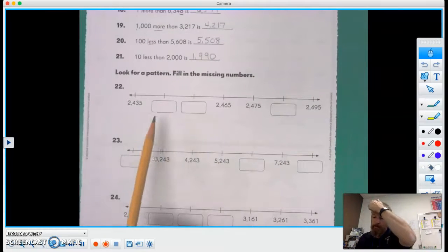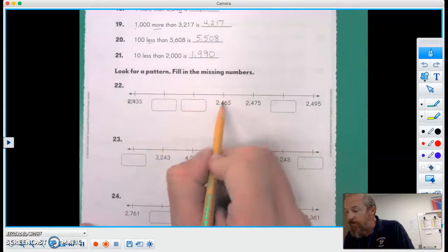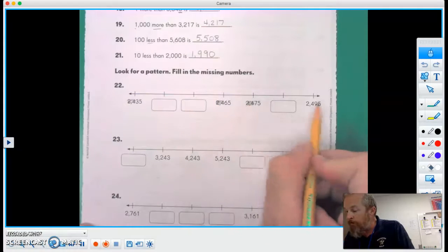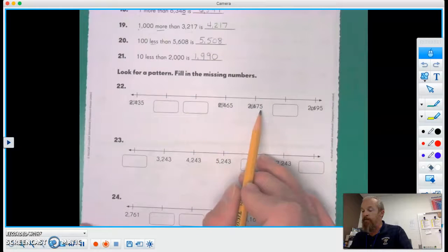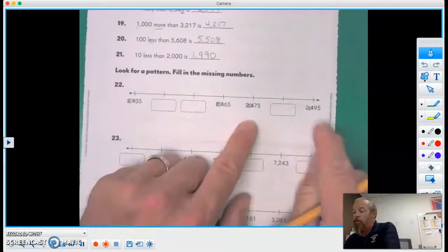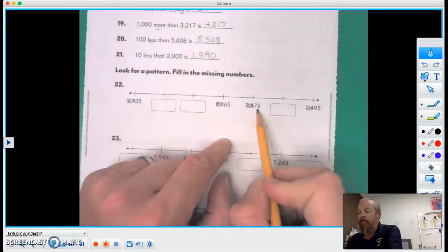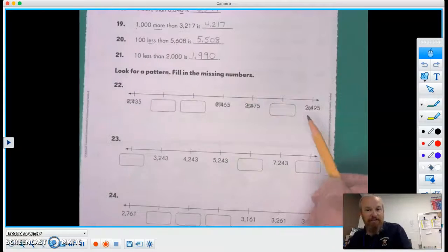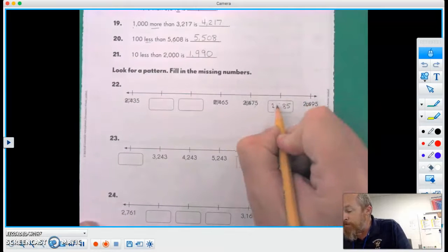So here we're looking for a pattern. Fill in the missing number. Well, let's try to just go with what we know here. And I see 35, something, something, 65, 75, something, 95. Well, what is between 75 and 95 when I'm counting? 65, 75. You just said the answer. 85. Yeah. That's what you're doing.